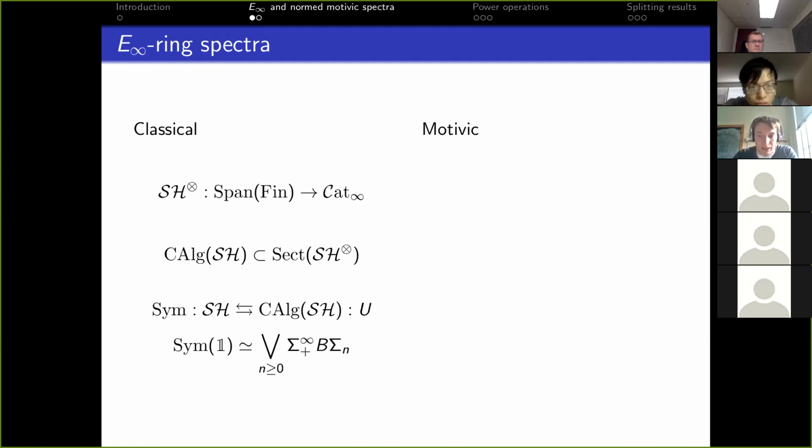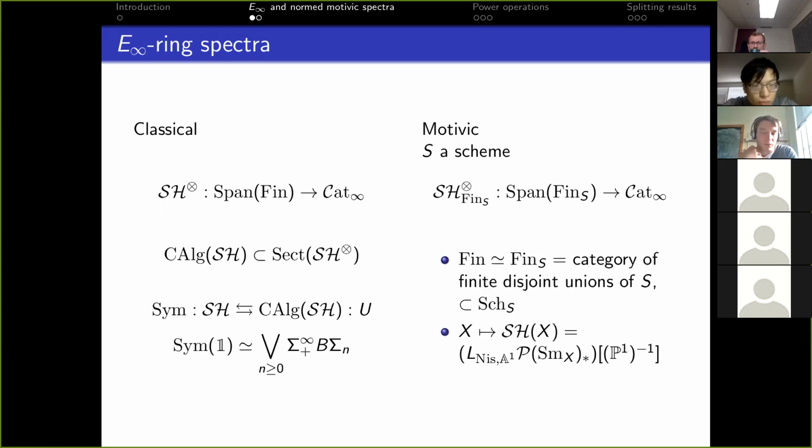Okay, so then let me describe the motivic generalization of E-infinity ring spectra. This is also, so to speak, the naive motivic E-infinity ring spectra. So what we do in motivic homotopy theory is the following. We start with some scheme S. It might be the spectrum of the complex numbers or something scarier, but for lots of considerations, it doesn't really matter what it is.